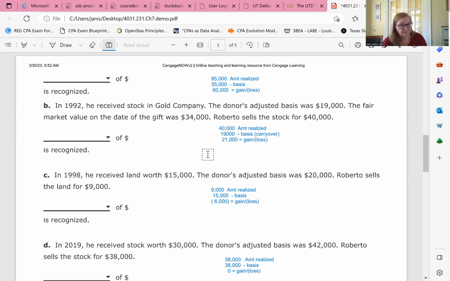And so they're asking us to say whether there's a gain or loss in each of these. So far we just have gain. In my little scenario, if it's a loss, I'm putting it in brackets. Okay, so now the next situation.